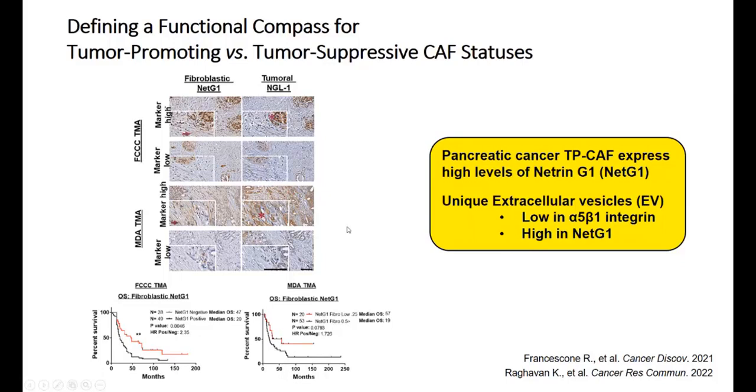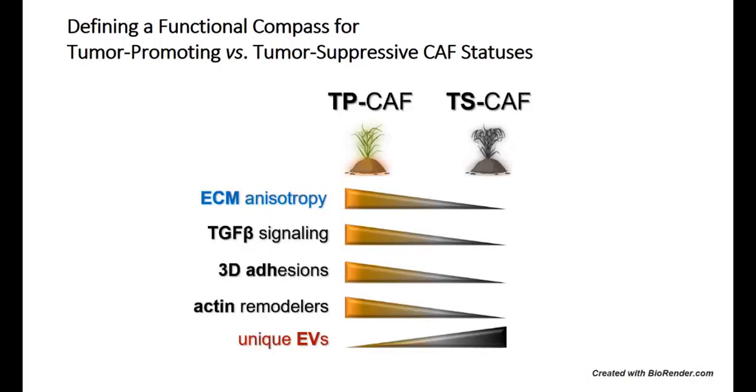Also, we found that these cells can secrete extracellular vesicles, and the profile of these extracellular vesicles is very unique. They normally have low levels of alpha-5 beta-1 integrin on the surface and high levels of netrin G1. So combining all these features, we came up with a simple yet comprehensive signature to define a tumor-promoting versus a tumor-suppressive functional status in cancer-associated fibroblasts.